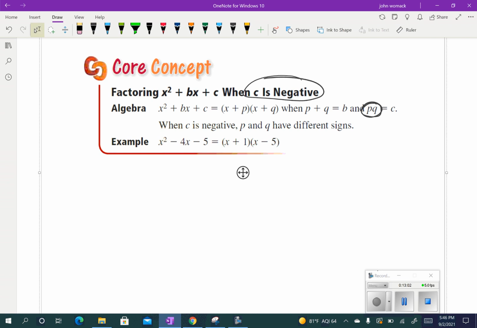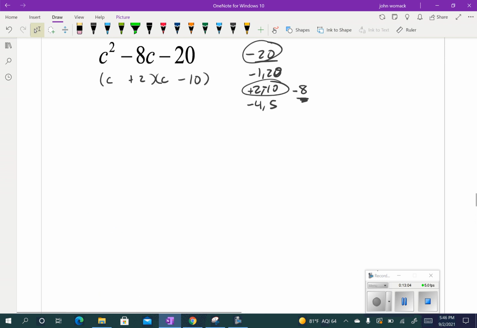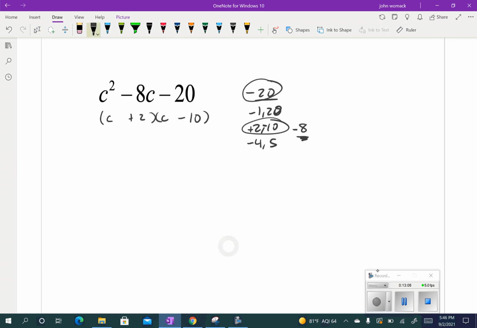If I go back up to that example, right? If this were a plus 8, then I'd want a negative 2 and a positive 10, right? Because now I get negative 20 still, but when I add them, I get a positive 8. So that middle number can be positive or negative, just depending on which factor is larger, 10 or negative 2.